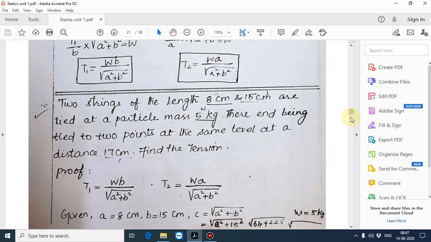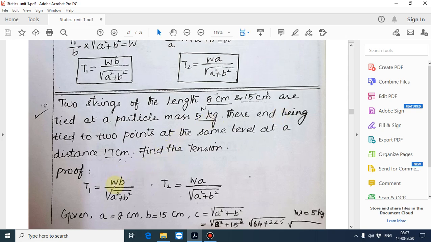That's all, girls, that problem is done. This problem is only what they have given. Next problem, they have given the values 8 centimeter and 15 centimeter. Two strings of length 8 centimeter and 15 centimeter are tied to a particle of mass 5 kg. Like the previous problem, you have to do this with 5 kg. Their ends are tied to two points at the same level at a distance of 17 centimeter. Find the tension.